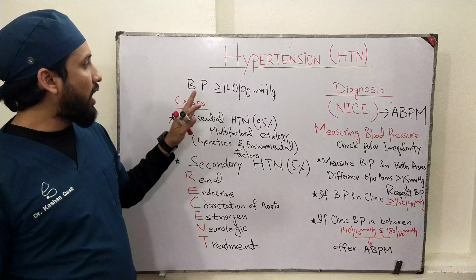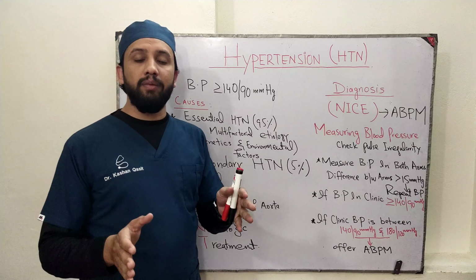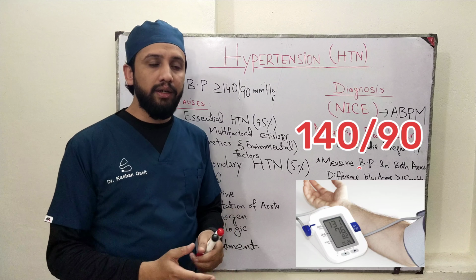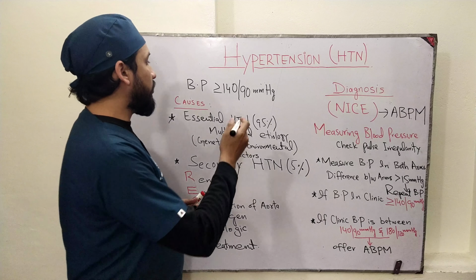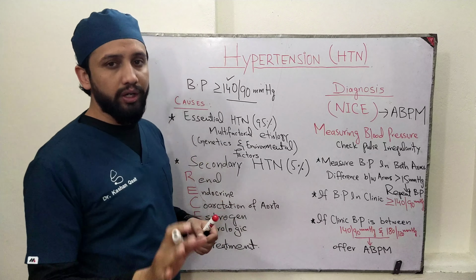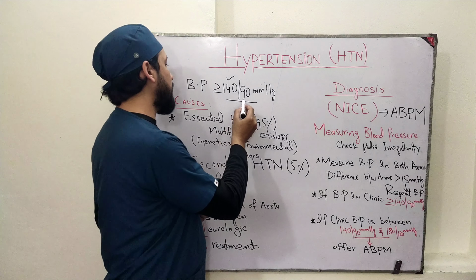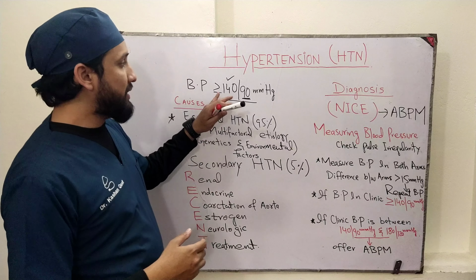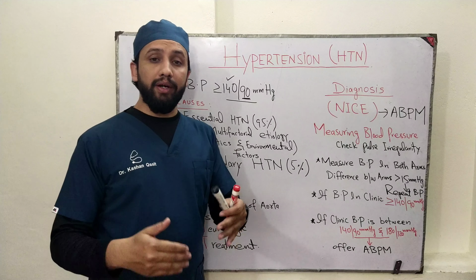Basically, hypertension is defined as blood pressure greater than or equal to 140 by 90 millimeters of mercury. This 140 by 90 means the systolic blood pressure is greater than or equal to 140 and the diastolic is greater than or equal to 90. So this is the basic definition of essential hypertension.